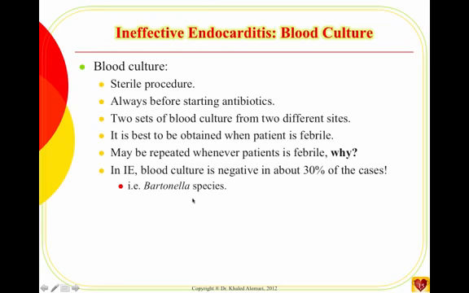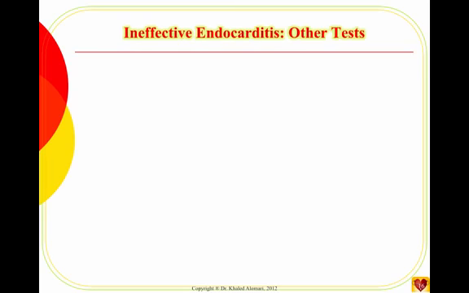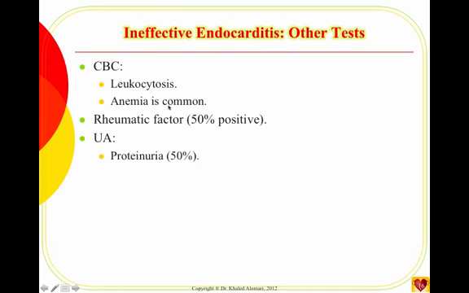So that's why if we have a negative blood culture, but you hear a murmur and you see vegetation, that's enough to confirm the diagnosis of endocarditis. Other tests: in the CBC, you may see elevation of white blood cells, and you may see anemia. And rheumatic factor is found in 50% of the patients. We will talk about the rheumatic cardiac problems later.